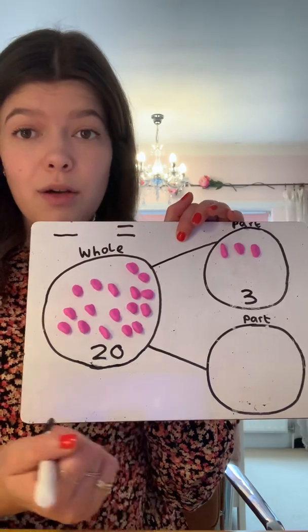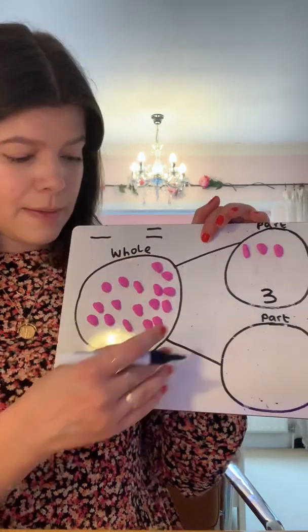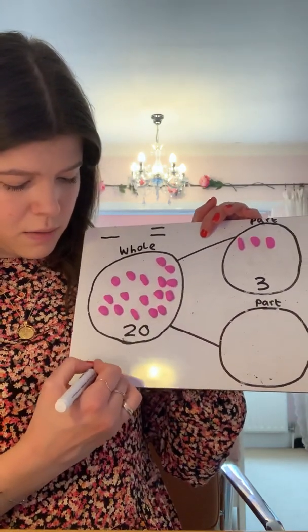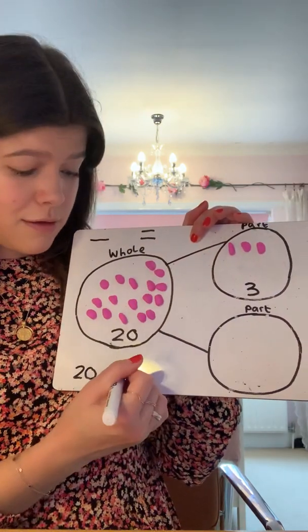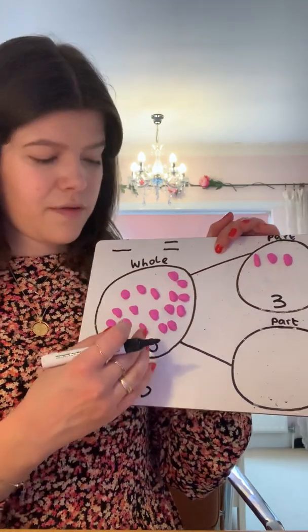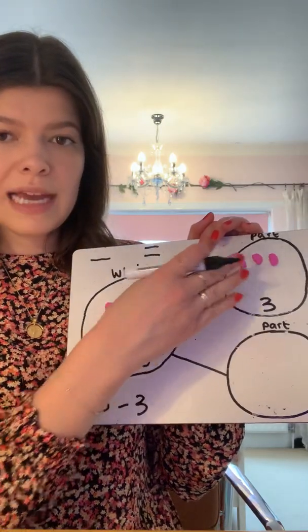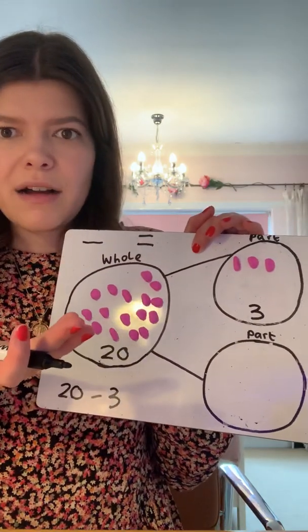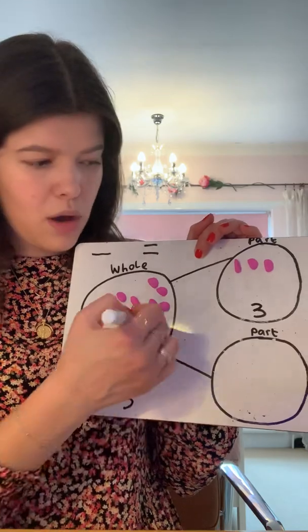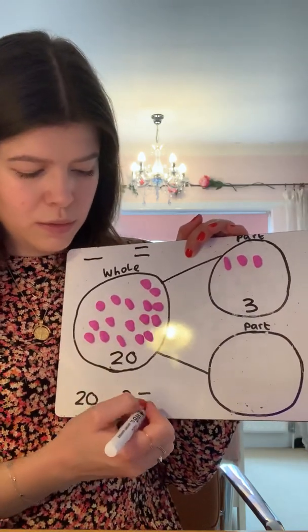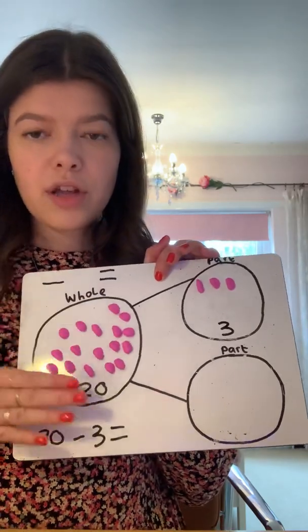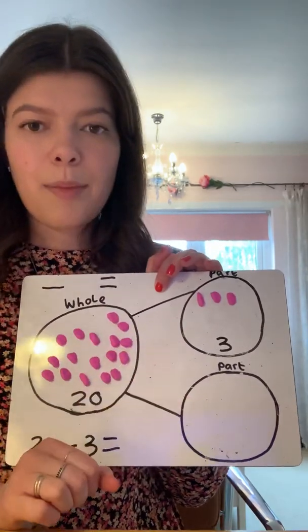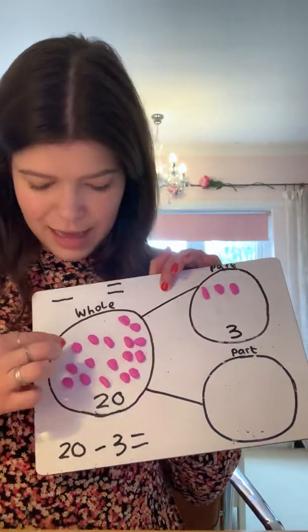Now I could write my equation as I'm doing these steps. So I started with 20, so the whole is 20. Subtract how many? 3. And now I want to find out, when I subtract 3 from 20, how many are left? So I want to find out what that is equal to, so then I need is equal to. So we're going to move the rest of the objects into the second part and count how many are left. Okay, count with me.